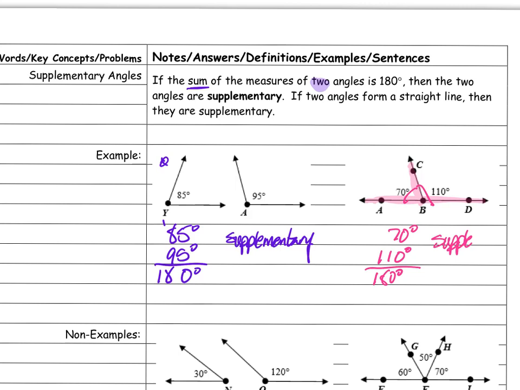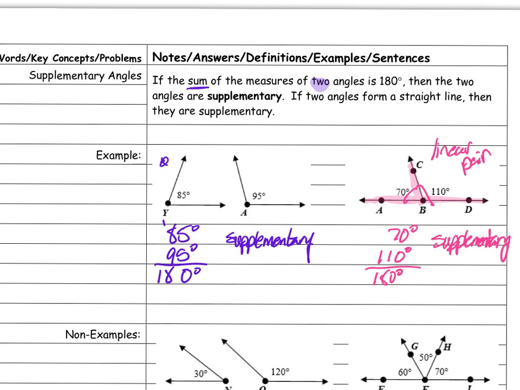Let me write that down right quick. Supplementary. I'm running out of room. Sorry. Another name for this, because we're going to define this again in the next lesson, just so you guys know, is called a linear pair, because they form a line. It's two angles, a pair, that form a straight line, linear pair. Just be aware that that is another name that you can use for this, and they are supplementary, which means they add up to 180 degrees.